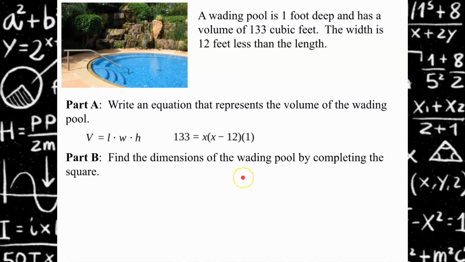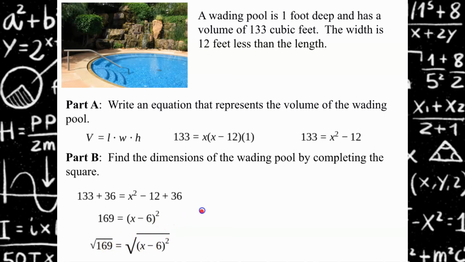So we're going to use this to find the dimensions of the wading pool by completing the square. So first you're going to multiply just x times x minus 12, and then anything times 1 is itself. So here we have it, and it's almost already set up for completing the square because we have our c value of our quadratic function already on the left here. So half of negative 12 is negative 6. Negative 6 squared is 36. So you can see I've added 36 to both sides, giving me 169 on the left equals my perfect square trinomial, x minus 6 squared.